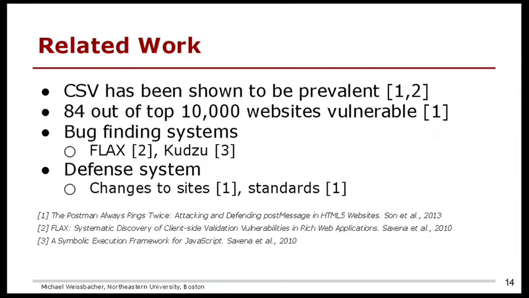So we are not the first ones to work on client-side validation vulnerabilities. This has been shown to be an issue before. 84 of the top 10,000 sites are vulnerable to this. And there are also already two bug finding systems. Flux and Kudzu are tools which can find exploits for existing programs. And there are also defense systems, but they require either changes to the site or changes to the standards.